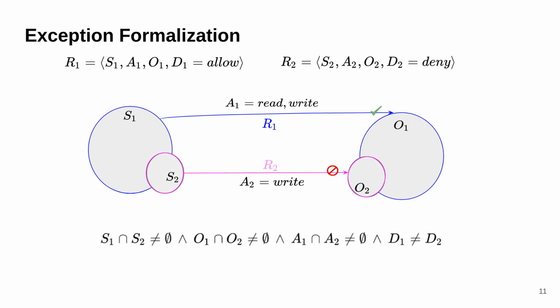Formally, R1 and R2 form an exception if and only if the intersection of the set of subjects S1 and S2 is not empty, the intersection of the set of actions A1 and A2 is not empty, the intersection of the set of objects O1 and O2 is not empty, and R1 and R2 have different decisions.